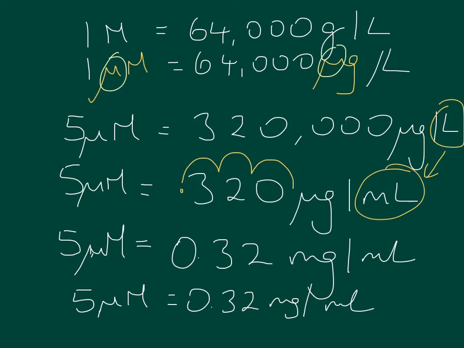Okay, so question 14. This is going to bring together two aspects of things we've been talking about so far. But initially, it says here the molecular weight of glucose is 180. So we can write down again that 1 molar is equal to 180 grams per litre.